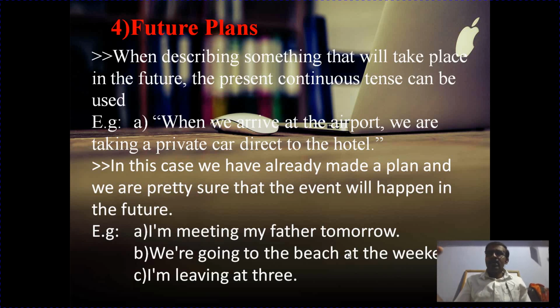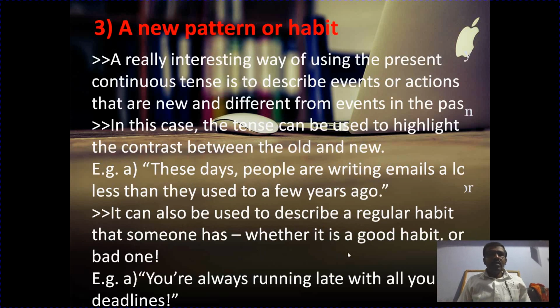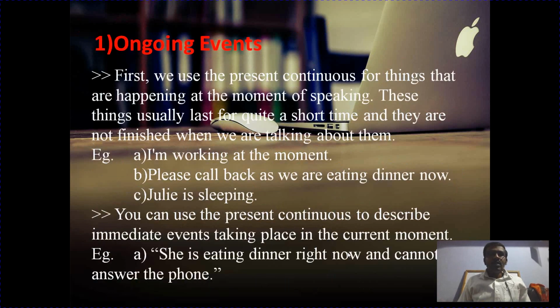Future based plans will be expressed with the help of present continuous form. Okay, so with this, I am concluding and I am planning to recall one more time from the first one. First, ongoing things. So ongoing things means what? The presently going things can be explained with the help of present continuous form. Present continuous form, this is the best thing. So this is the foremost thing. Ongoing events, presently going things.